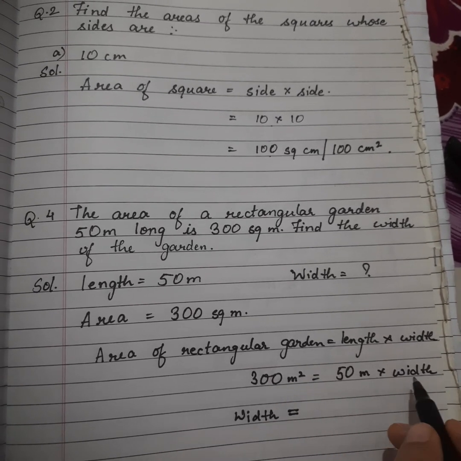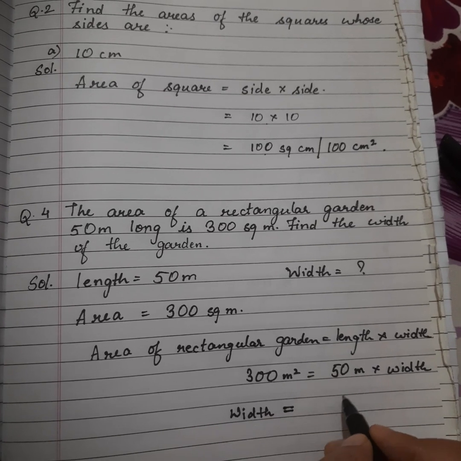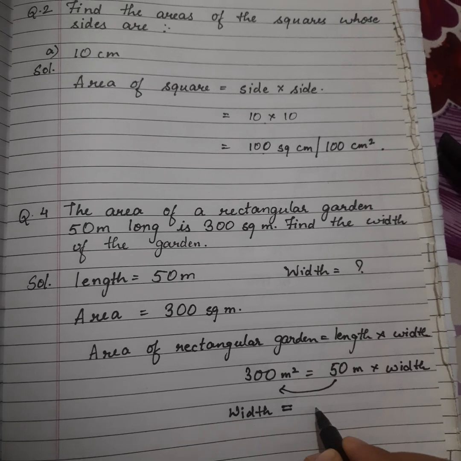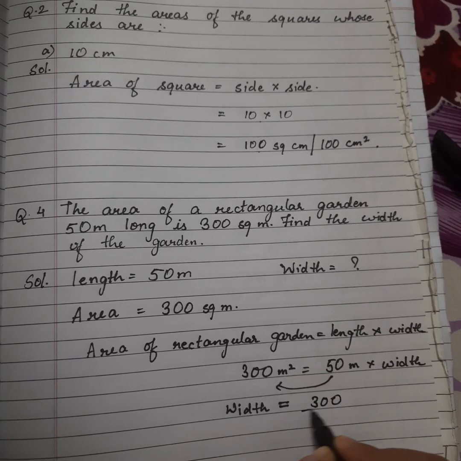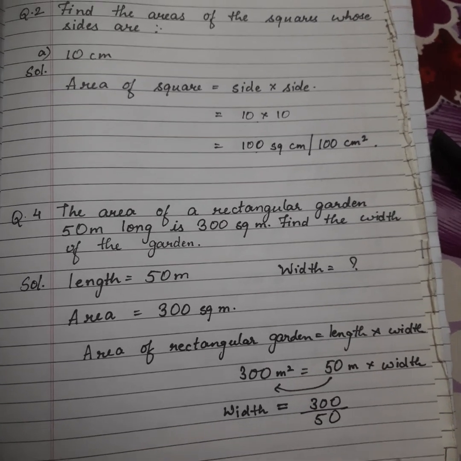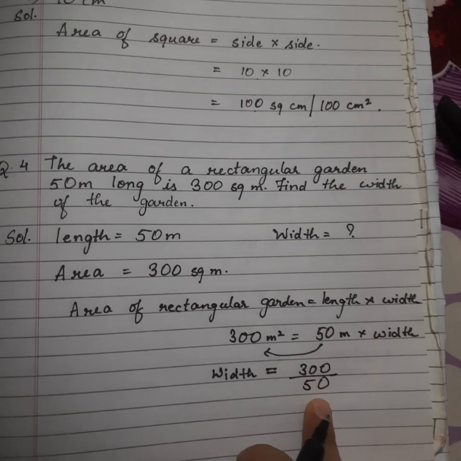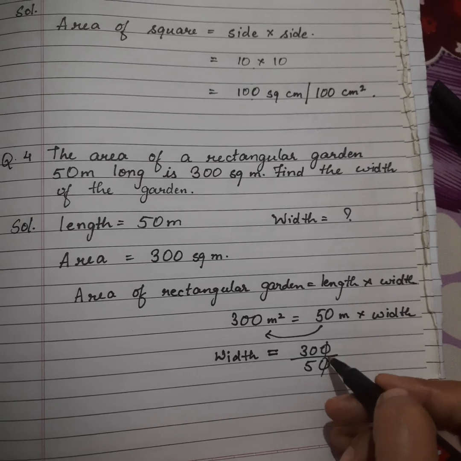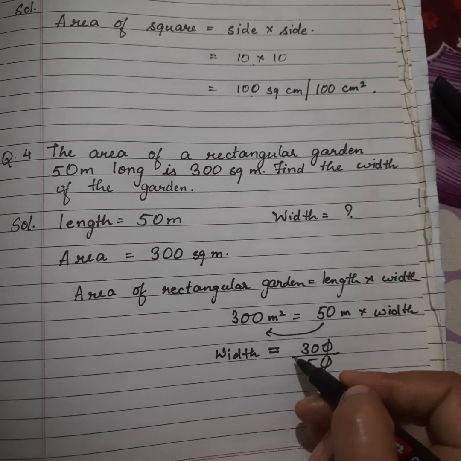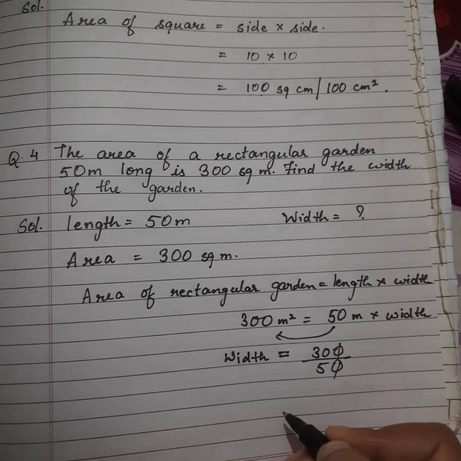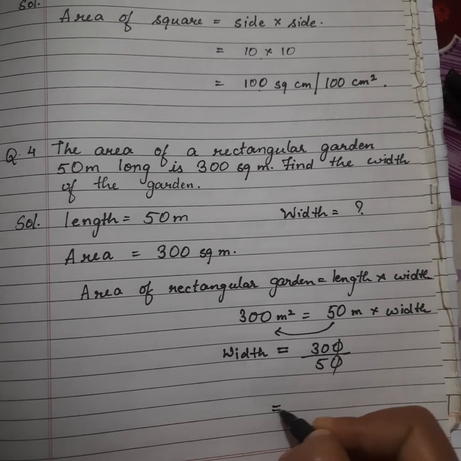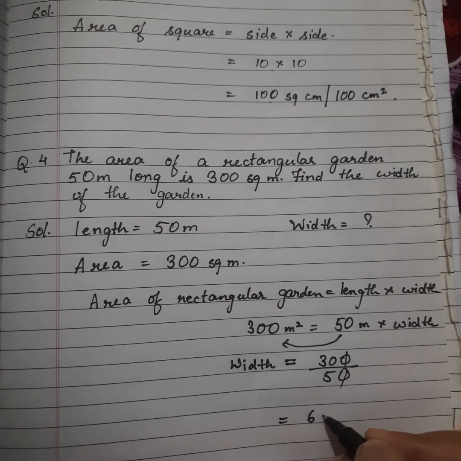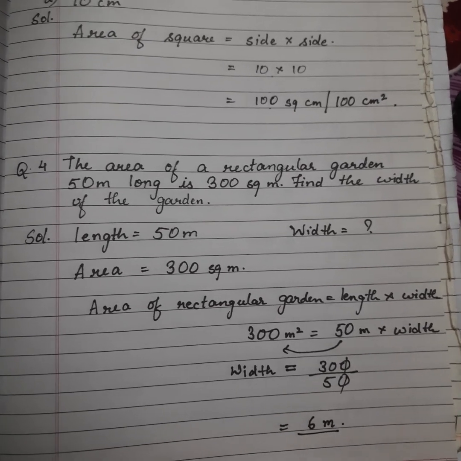300 is here, width is separated, so this 50 will go in the denominator like this. 300 will be divided by 50. Now cancel it. 5 ones are 5, 0 and 0 cut, 5 ones are 5 and 5 sixes are 30. I'm not cutting it down, but you have to do it. So 5 sixes are 30, that means 6 meter is the width.